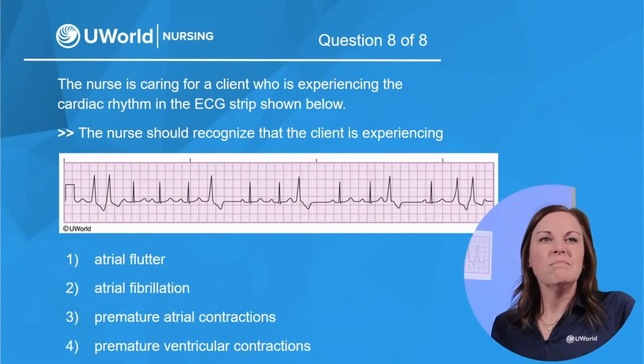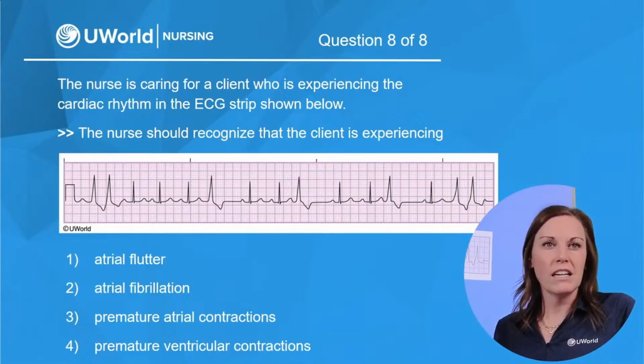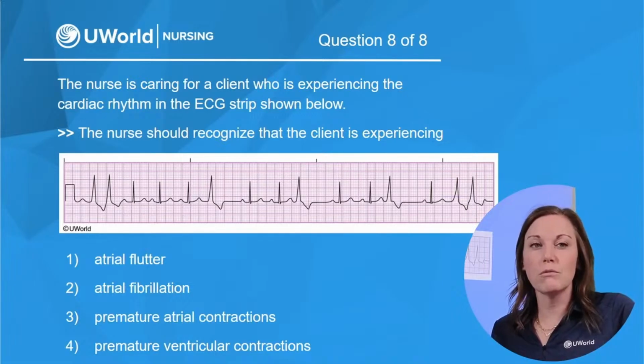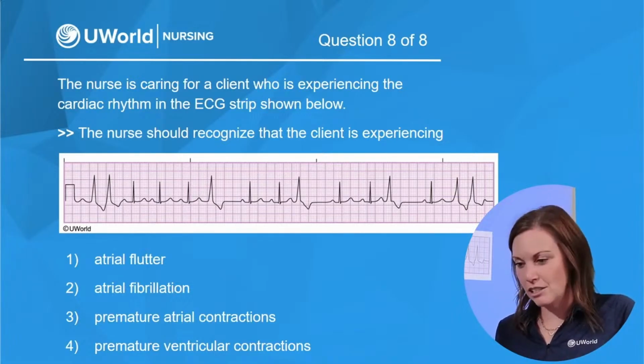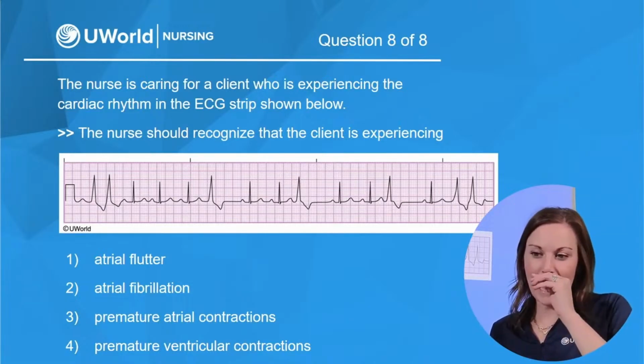Question 8. The nurse is caring for a client who is experiencing the cardiac rhythm in the ECG strip shown below. The nurse should recognize that the client is experiencing option 1, atrial flutter, option 2, atrial fibrillation, option 3, premature atrial contractions, option 4, premature ventricular contractions. Very good, you guys. Drop those answers in the chat. Last question.